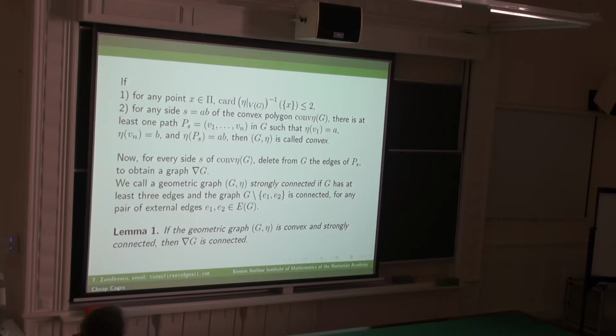Now, this is important: if we have such a graph G eta, which is convex, has these properties and is strongly connected, then nabla G is connected. This is essential for what is going to come. Nabla G, what remains, is connected if G eta is strongly connected. It's something which happens for our cages because of the 3-connectivity of that graph G. Because we know this very well. So if the geometric graph is convex and strongly connected, then nabla G is connected. Nabla G is what remains after deleting those edges which project, roughly speaking, on the boundary.